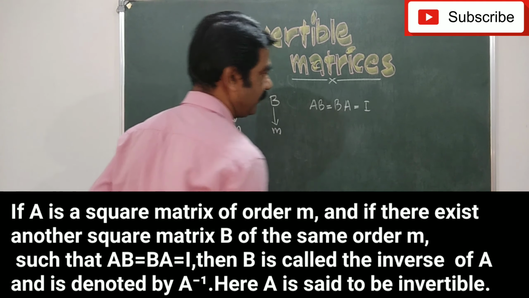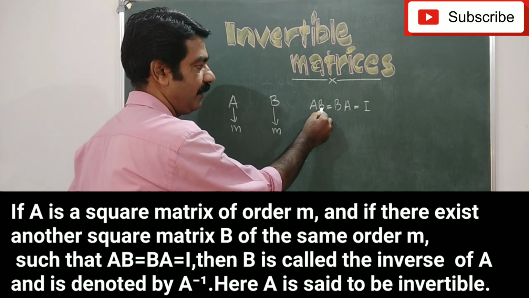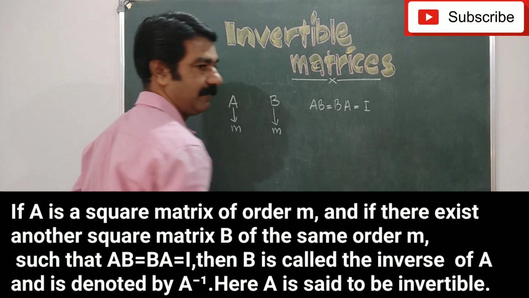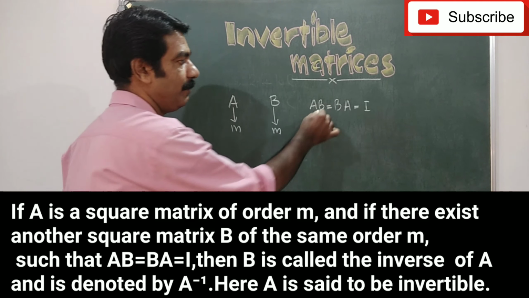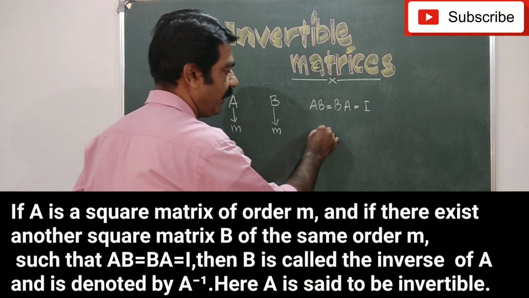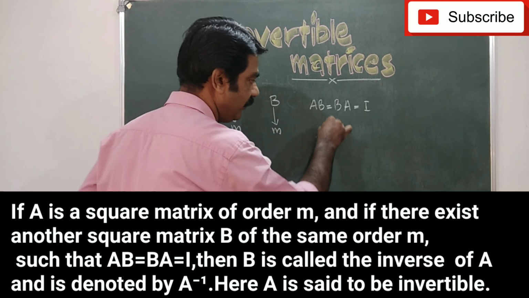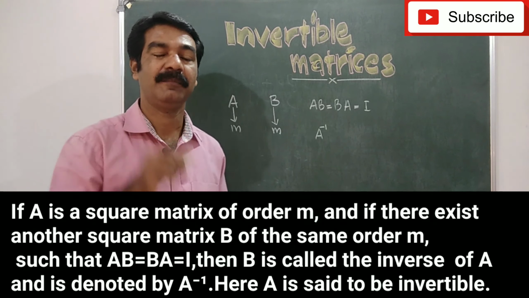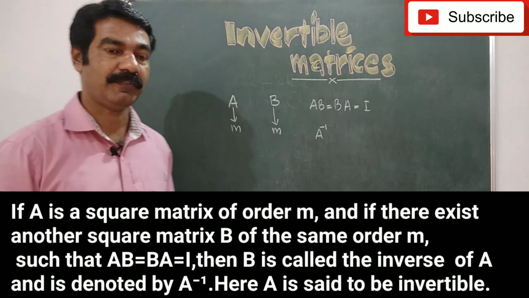I. When you multiply A and B or multiply B and A, the answer will be I. Then we can say B is the inverse of A and is denoted by A inverse. And we can say that A is an invertible matrix.